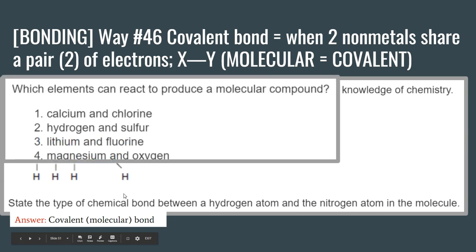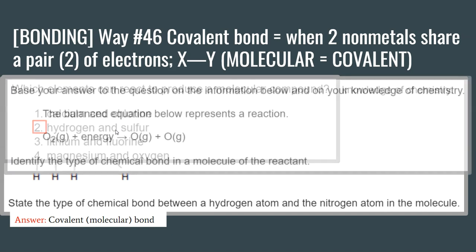Which elements can react to produce a molecular compound? Remember that molecular and covalent mean the exact same thing, and covalent bonds only form between two nonmetals. So to find the nonmetals, we simply have to locate them to the right of the staircase. Remember that hydrogen is also a nonmetal, so answer choice 2 is correct. All the others feature a metal bonded with a nonmetal, which, as you know, would be ionic.